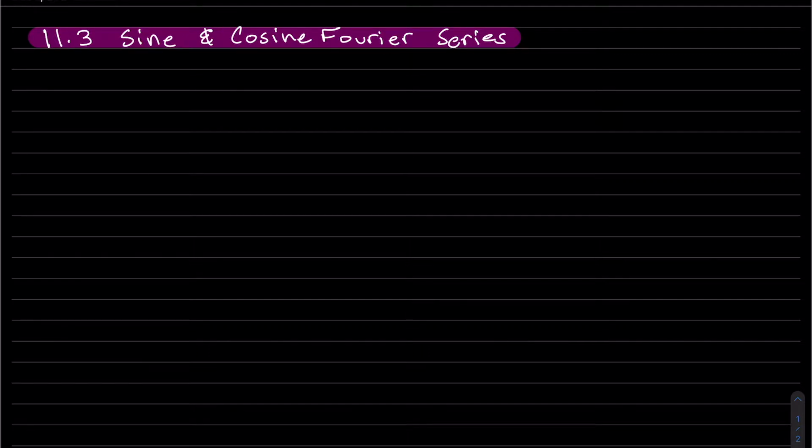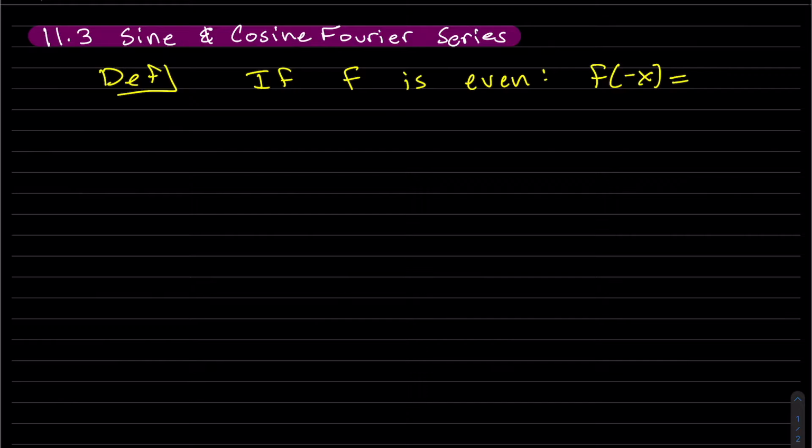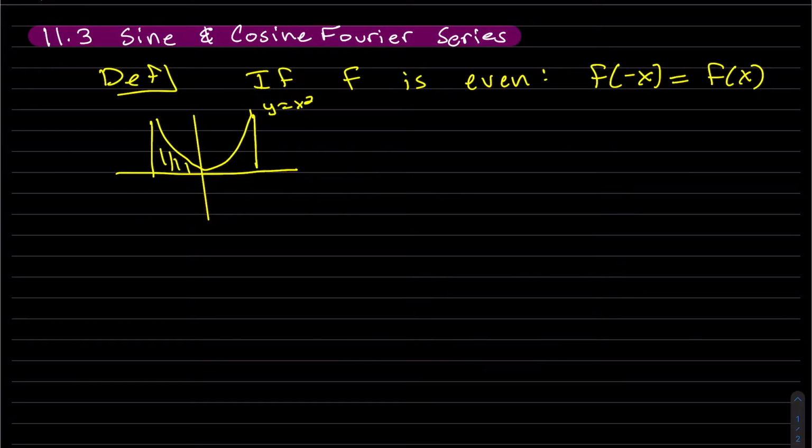Okay, so this is 11.3 Sine and Cosine Fourier Series. Just to get started again here on these definitions that I did on the last video, I just want to remind us of these. If a function is even, when you plug in a negative, it basically disappears. It's an even function, which means, as I showed you last time, for example, it is even. It's symmetrical, which means it's symmetrical about the y-axis.